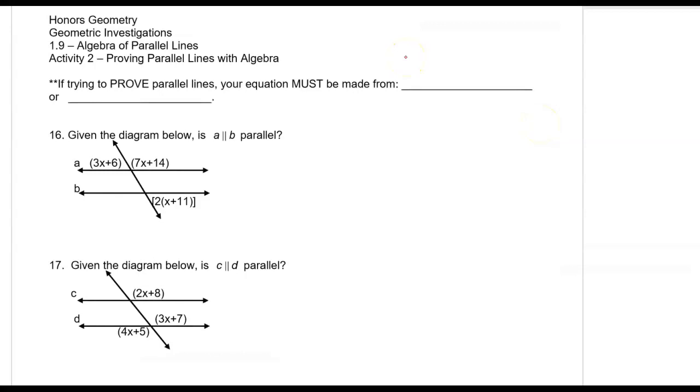Activity 2 is proving parallel lines with algebra. If we're trying to prove parallel lines, the equations we're going to come up with must be made from vertical angles or straight angles. Look for vertical angles or straight angles in the following problems.